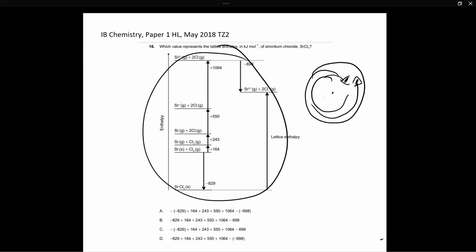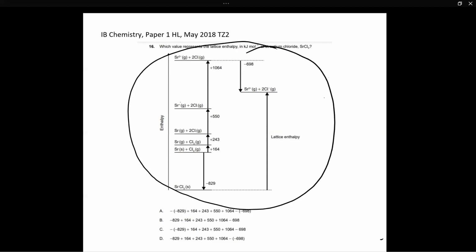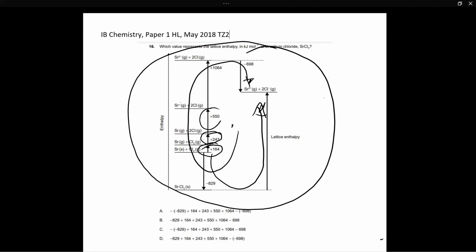Now imagine this whole thing is a clock. I'm going to act like it's a clock and draw a big circle around it. There we go, so this is a clock. What would be the clockwise direction? The clockwise direction would be this way, and the anti-clockwise direction would be this way. Now, which are the clockwise values? This one, this one, this one, this one, and this one, because it's all going clockwise. And which are the anti-clockwise values? This one, and well, only lattice enthalpy.